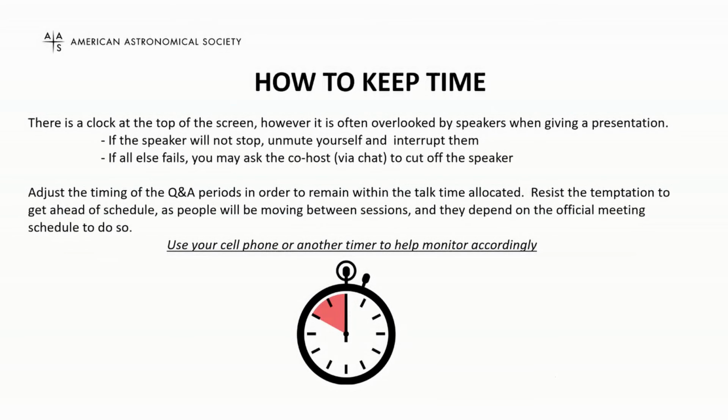Don't rely on the speaker to keep time. Hopefully they've practiced their talk, but don't assume that they will stop when the time comes. If necessary, you will have to interrupt them, and if all else fails, you'll have to get the co-host to actually cut them off. Make sure that you stay within the time allocated, and as I've mentioned, don't get ahead of schedule. Just hold that schedule and use whatever means you need in order to time the session, and don't rely on the speakers to do that.